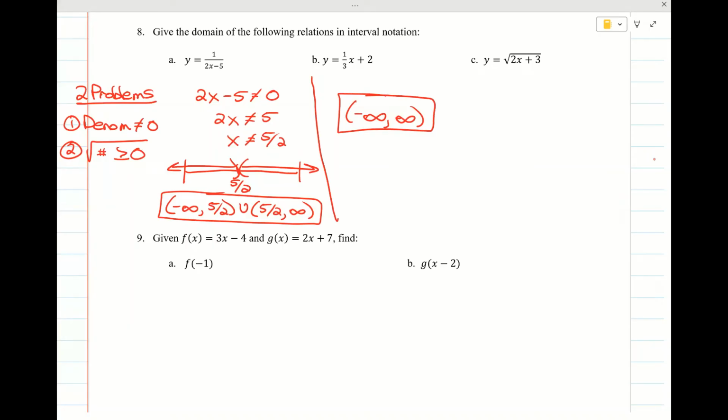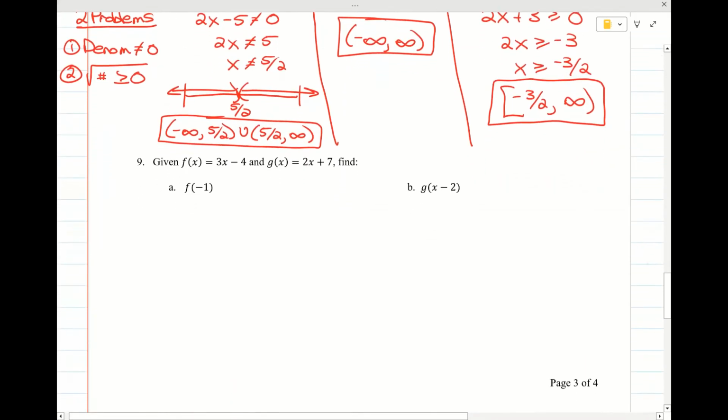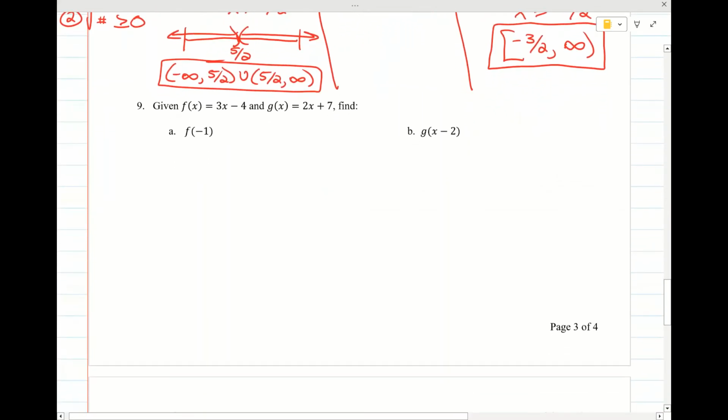And then the third problem has a radical. So we just have to say that the domain would be when 2x plus 3 is greater than or equal to 0, or when 2x is greater than or equal to negative 3, or when x is greater than or equal to negative 3/2. In interval notation, we would write this from negative 3/2 to infinity. Infinity always has parentheses. We can't use the exact value of infinity because it's just a concept.